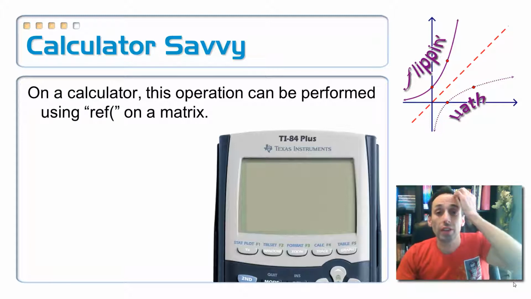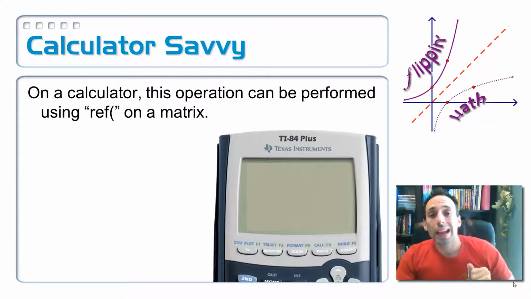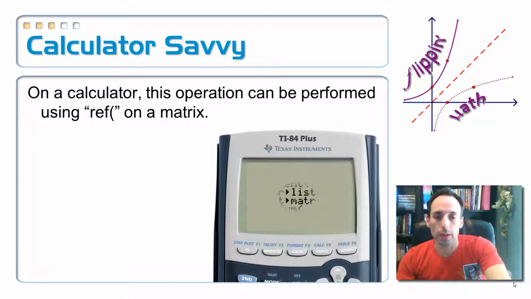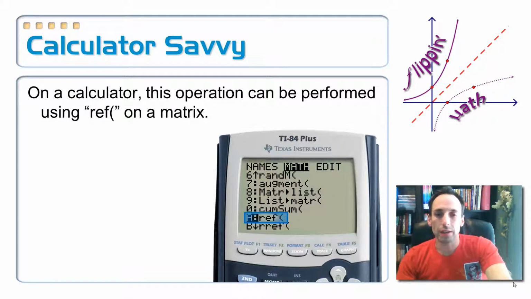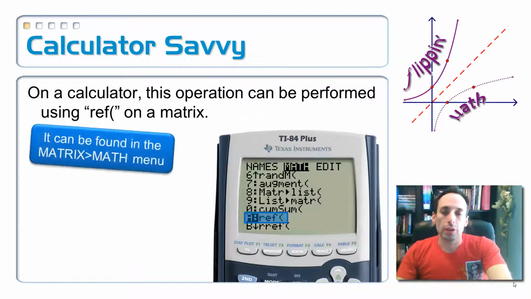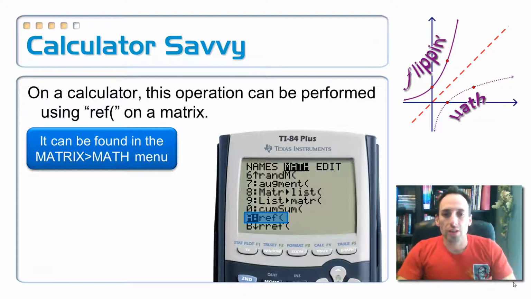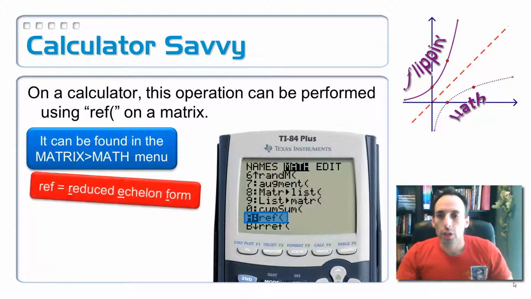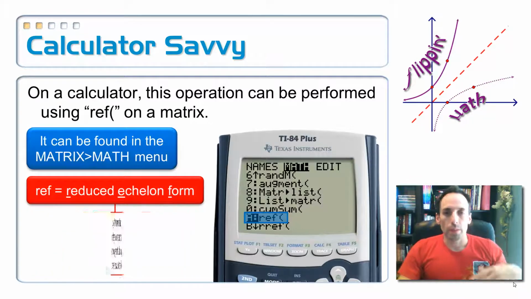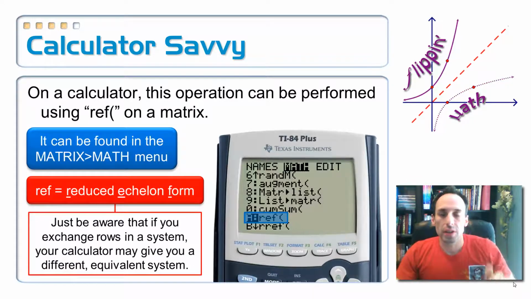So what we just did can be done on a calculator very quickly. On a calculator, it's called REF. REF stands for Reduced Echelon Form. You find this in the math menu underneath the matrix, on the matrix key. You'd hit second matrix, scroll over to math, and you'd scroll down, you see A right there. That's REF, which stands for Reduced Echelon Form. Echelon as a word just means a stair-step pattern.